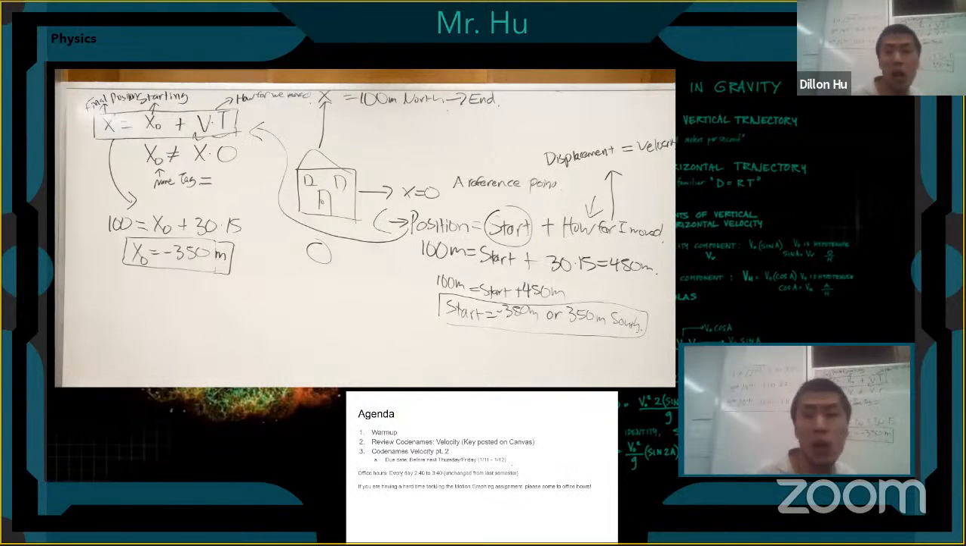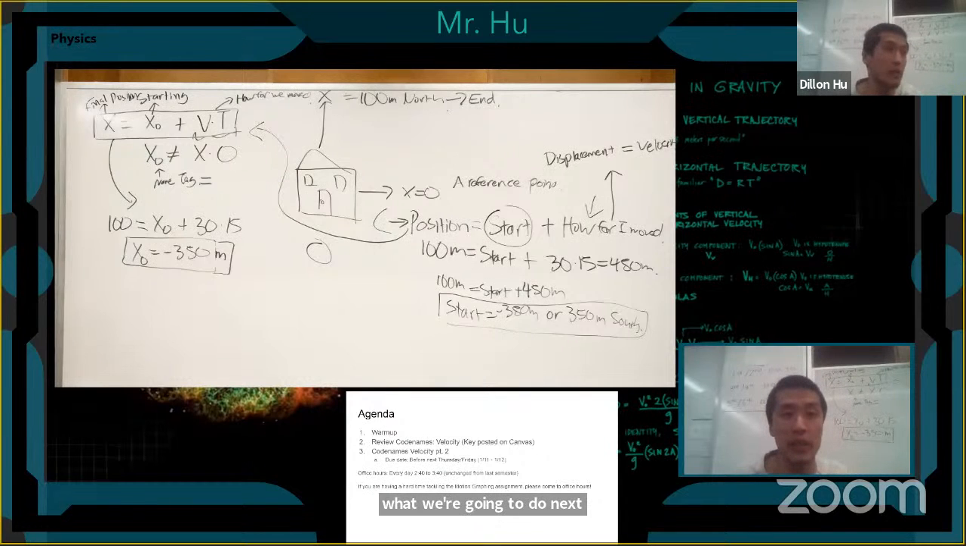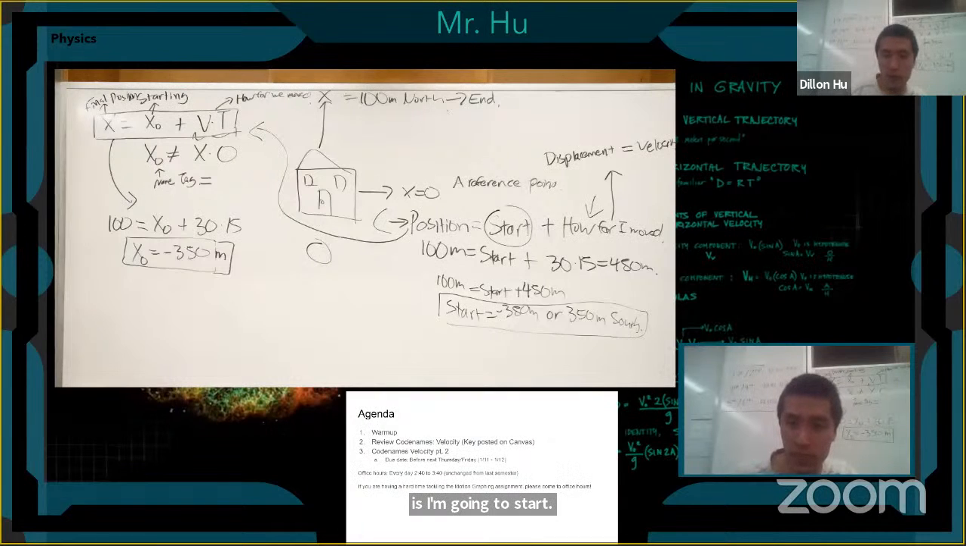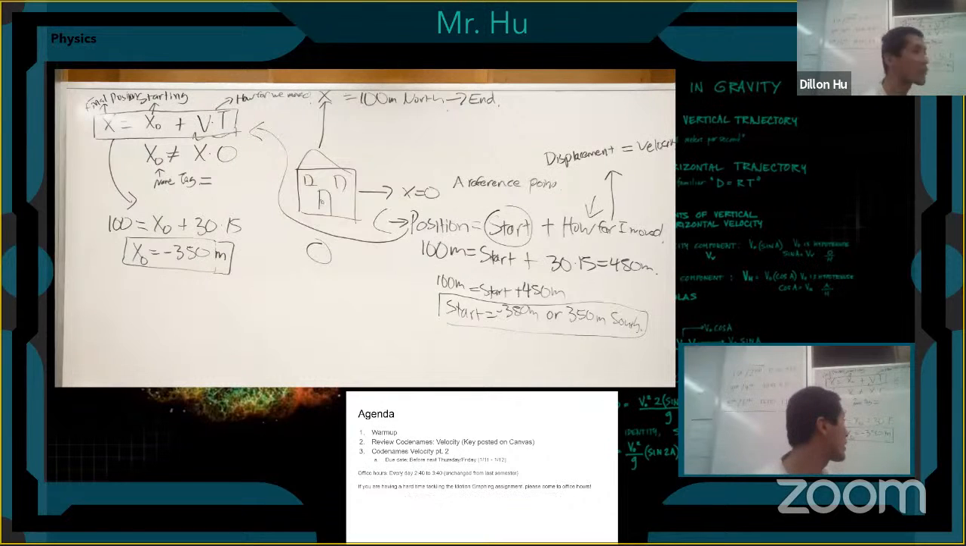I'm going to review a problem from Codenames Velocity. The key for Codenames Velocity is posted on Canvas. Open that up right now. I'm also going to put a link in the chat so you can all see it. So here is the key to it. It'll be good for you to go over the key.